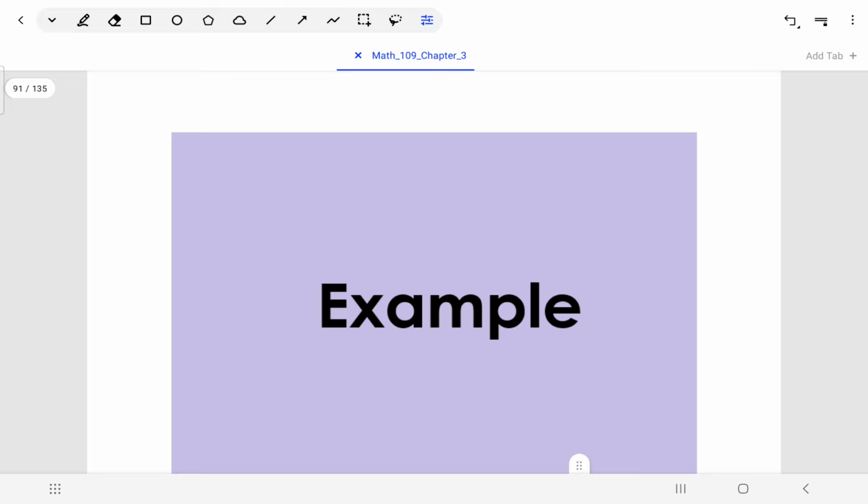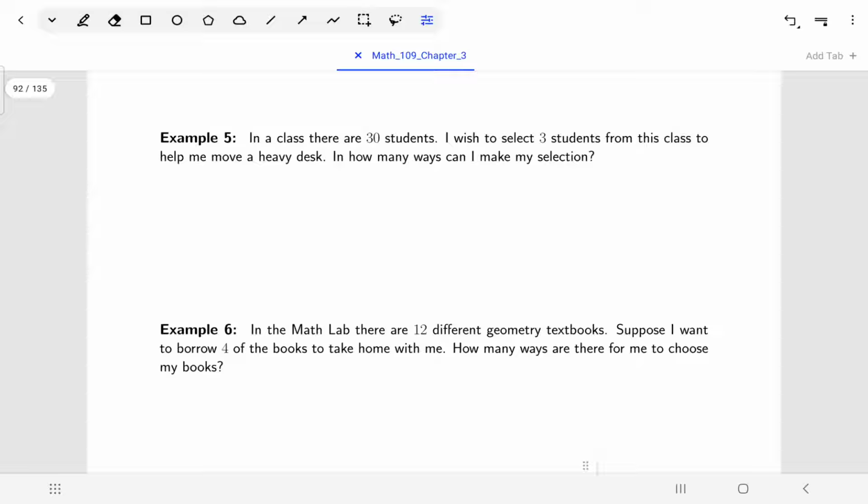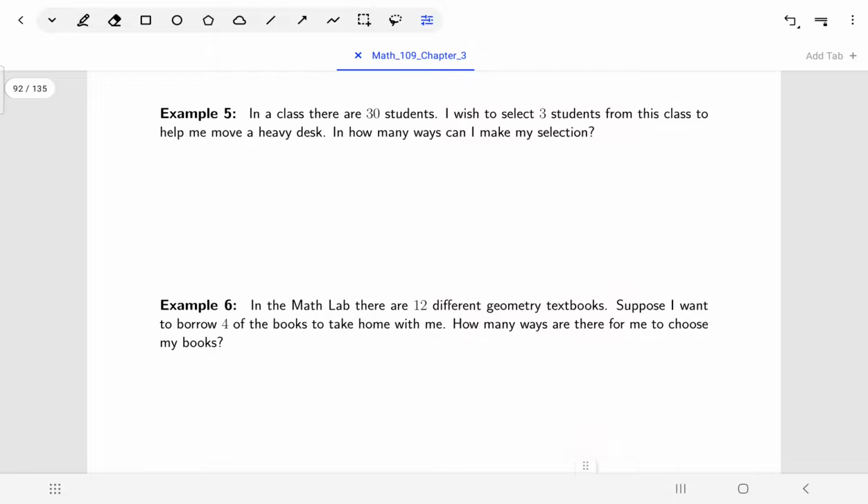So let's get into using some combinations with a few examples. Example 5 and example 6. Example 5, I've got 30 students in my classroom and there's a very heavy desk that we need to move, so I've decided I need 3 people to help me. So we'll each take one of the 4 corners and lift the table somewhere. So in this case, I just need to pick 3 people.